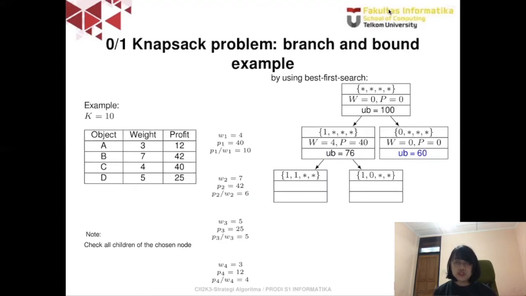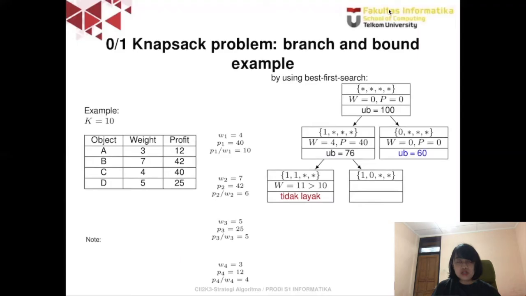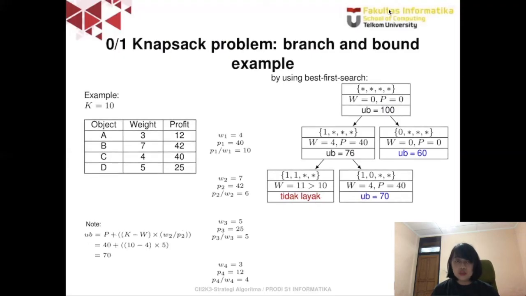So for the second level, we can check whether the second item is chosen or not. So if it is chosen, then we will have a weight of 11, which is larger than the maximum capacity, so it is not feasible. And for the next option, we check the case where the second item is not chosen.